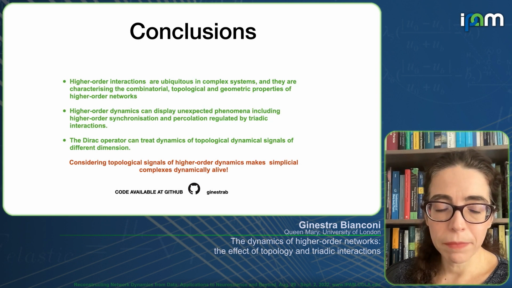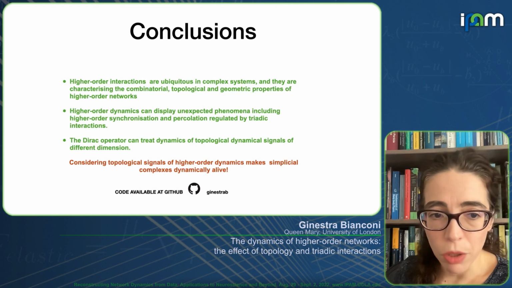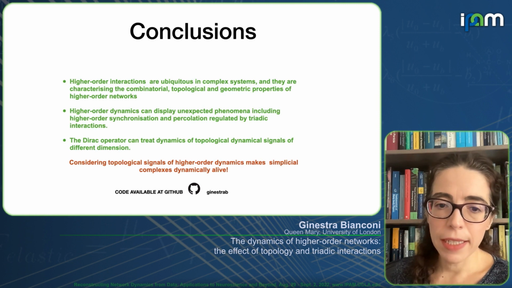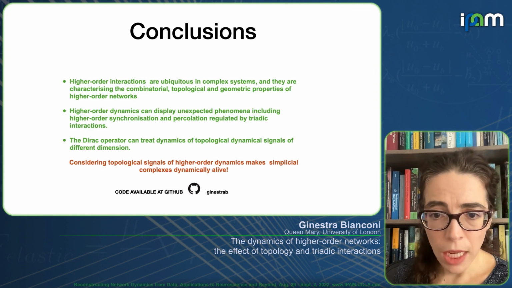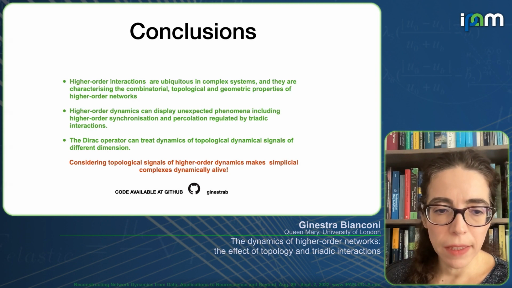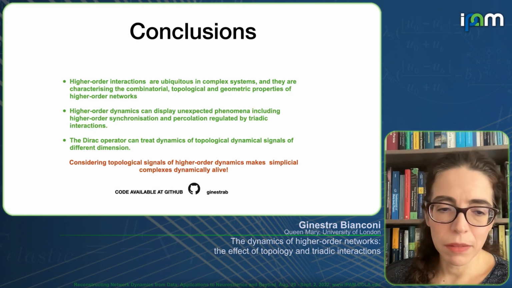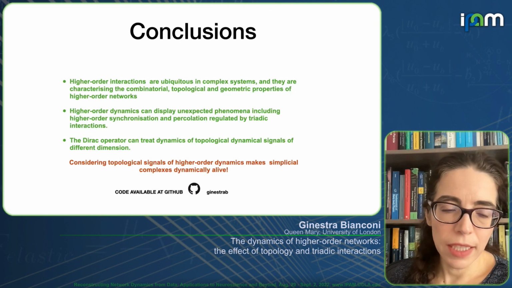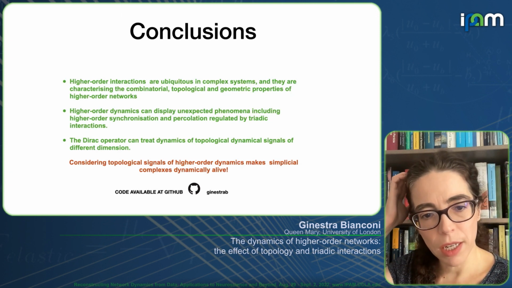And so higher order dynamics display unexpected phenomena, including this topological higher order synchronization and this percolation in presence of triadic interactions. And really, I want to point to you this operator, the Dirac operator, which is really very fun to work with. And it can be considered the equivalent of a derivative for your network, and it allows this projection of topological signals in different dimensions.